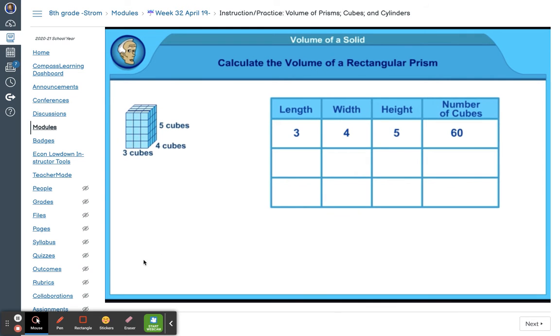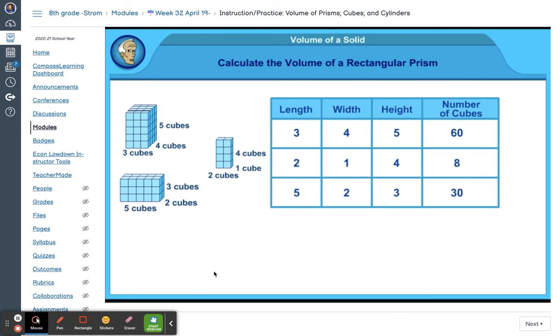Let's use this table to determine the volume formula for rectangular prisms. This prism measures 2 cubes long by 1 cube wide by 4 cubes tall. It is made of only 8 cubes. This rectangular prism measures 5 cubes long by 2 cubes wide by 3 cubes tall. It is made of 30 cubes.